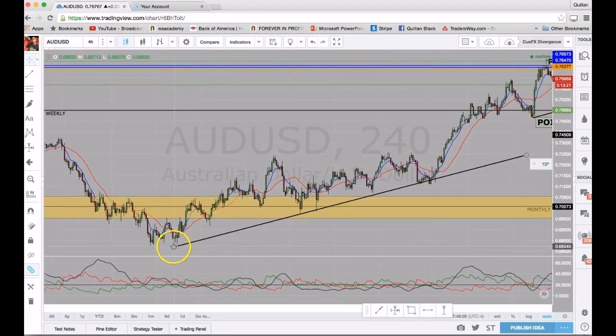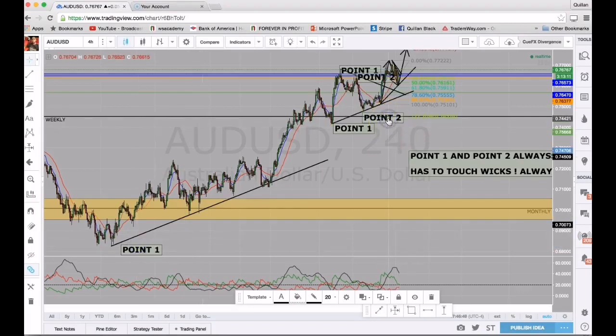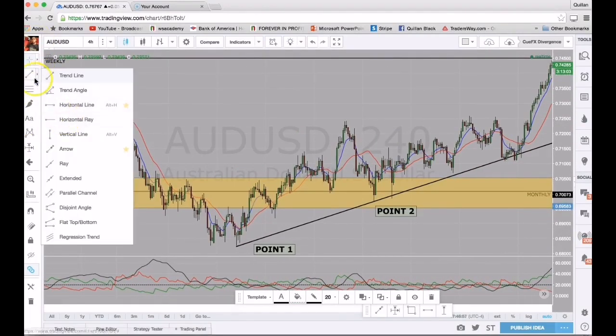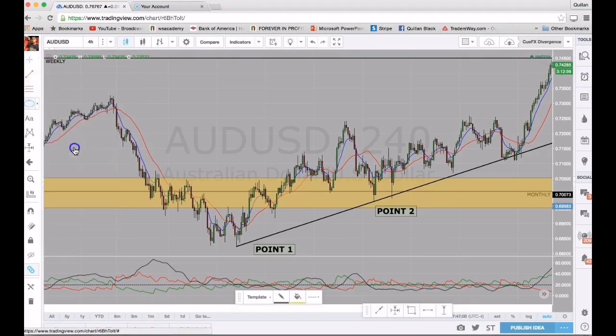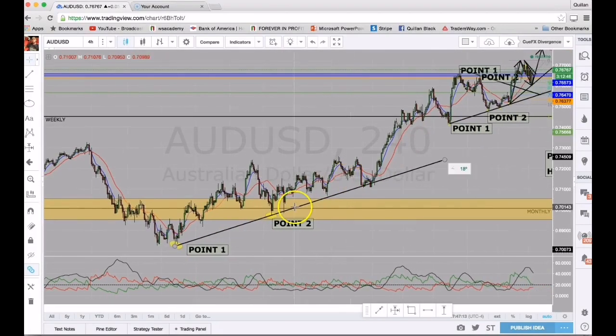So this right here is point 1. Point 1 is right here. Point 2 is right here. Let me mark it off some more for y'all. Here. Point 1 and point 2, the main important points when you're drawing your trend lines. Point 1, point 2 into the future. Alright, and as you can see, it's being respected, respected, respected into the future.